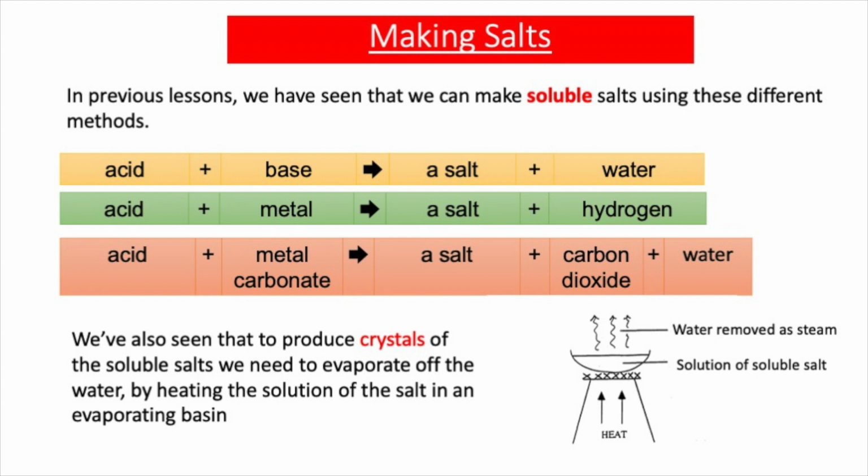Now in all these methods, we've produced soluble salts, and to obtain crystals of the soluble salts, we've evaporated off the water by heating the solution of the salt in an evaporating basin. To obtain large crystals, we've evaporated some of the water off, usually about 2/3 of the water that's present, and left the remaining water to evaporate slowly in the evaporating basin by placing it on a windowsill.